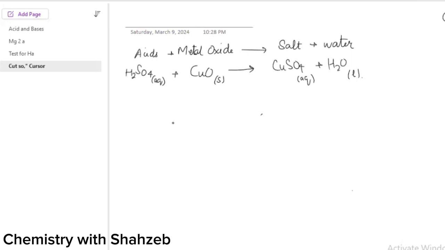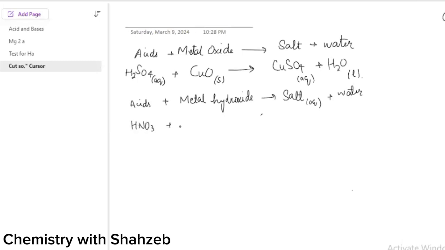In the same way, acids also react with metal hydroxides, and they form salt in aqueous form and water as well. So acids like, for example, nitric acid.